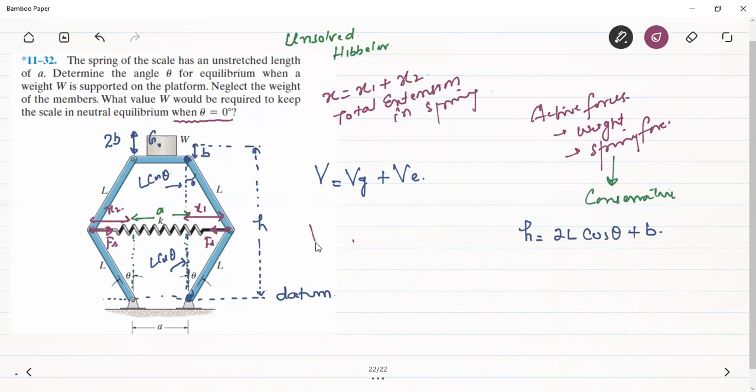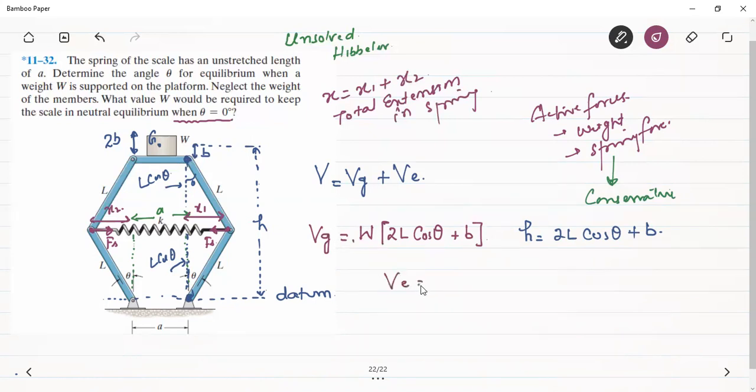Therefore, this gravitational potential function will be equal to the weight, W, times the height of the center of gravity from the datum, which is 2L cos theta plus b. This gravitational potential function will be positive because the CG is located above the datum. Therefore it is capable of doing positive work, hence its potential function is positive. So this is the gravitational potential function.